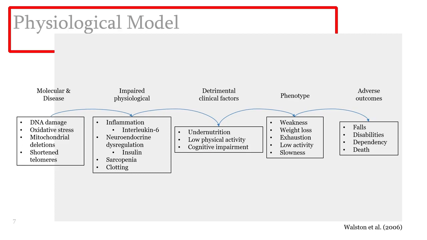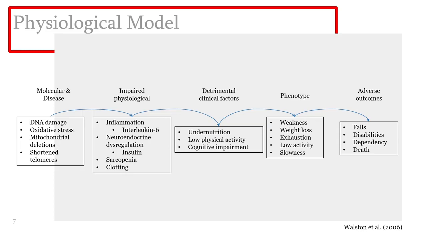In the aging process, there is DNA damage, mitochondrial deletions, and shortening telomeres. Aging brings lots of changes in our body at the molecular level. Some well-known changes include DNA damage, oxidative stress, mitochondrial deletions, and shortened telomeres. These changes impair our body systems, which lead to chronic inflammation, neuroendocrine dysregulation such as insulin resistance, sarcopenia, and impaired clotting.